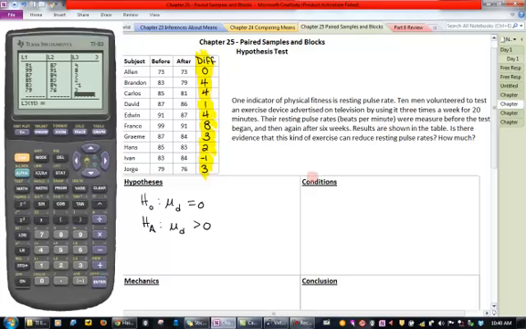Okay, now we're going to address our conditions. Our conditions for this look very much like the conditions for a 1 sample t-test, aside for one. The first condition. This condition is that the data is paired. Okay, so we want to assume that we have data for pulse rates is paired by subject.